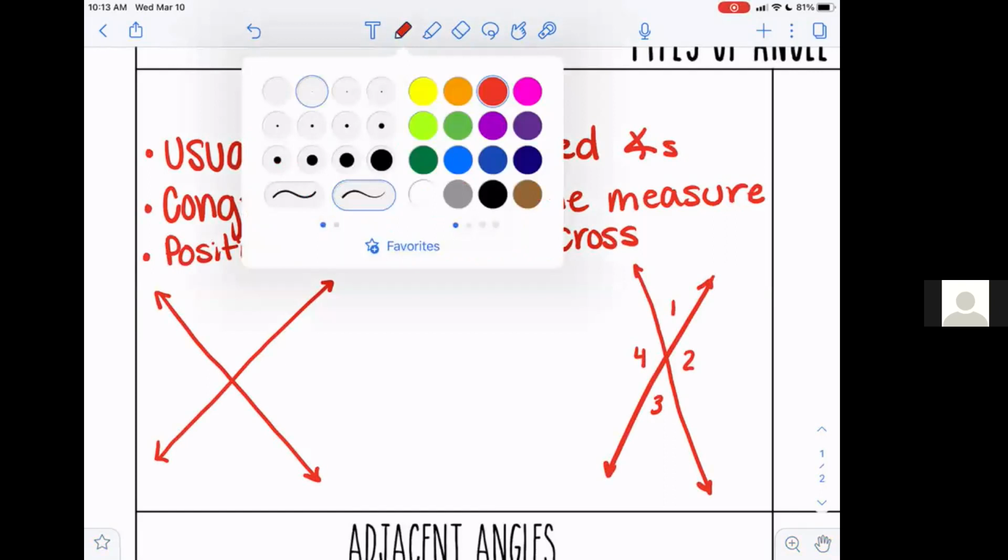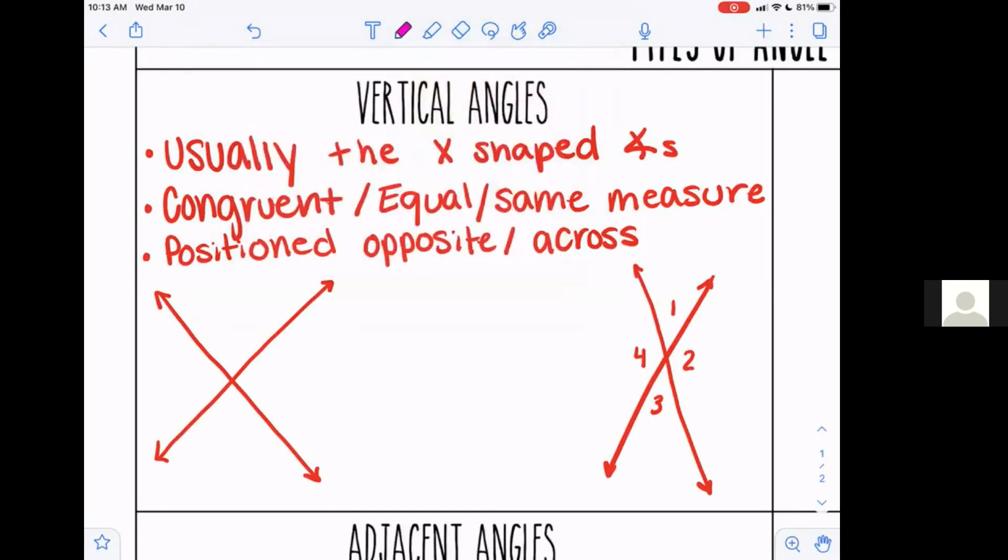So if I were to tell you, we'll switch colors here, if I were to tell you that angle 1 measures 30 degrees, well, we also know that angle 3 is also 30 degrees because they are opposite one another. If I told you that angle 2 was 150 degrees, we know that that means angle 4 is also 150 degrees because they are opposite one another. Anything opposite one another is equal and congruent.